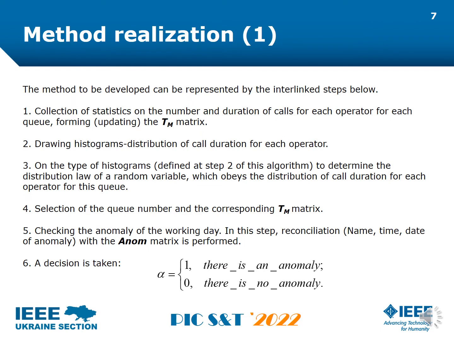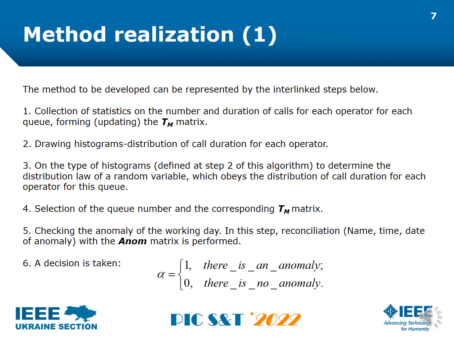So the method to be developed can be represented by interlinked steps, which are shown below. On the first step, we have to collect the statistics of the number and duration of calls for each operator for each queue, forming the matrix TM. On the second step, we have to draw the histogram distribution of call duration for each operator. On the third step, we need to determine the distribution law of a random variable, which obeys the distribution of call duration for each operator for this queue.